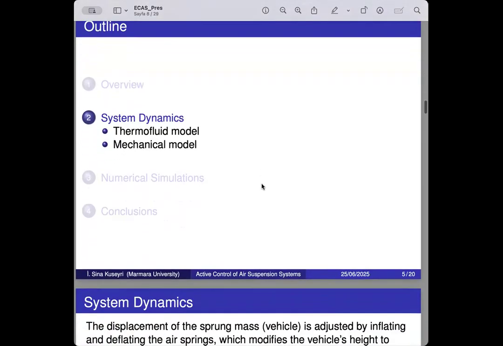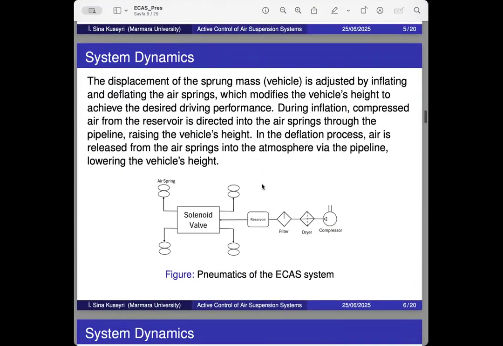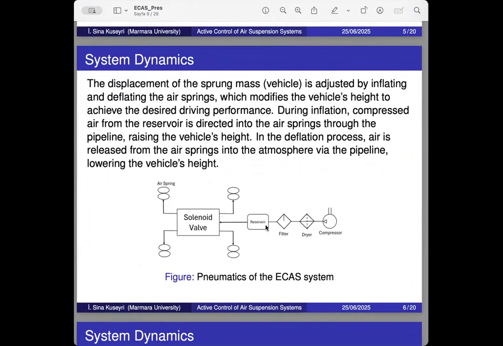Now I will introduce the system dynamics. You see the pneumatics of the ECAS system schematics, and the displacement of the sprung mass, which is the vehicle, is adjusted by inflating and deflating the air springs, which modifies the vehicle's height to achieve the desired driving performance. During inflation, compressed air from the reservoir is directed into the air springs through the pipeline, raising the vehicle's height. In the deflation process, air is released from the air springs into the atmosphere via the pipeline, lowering the vehicle's height.